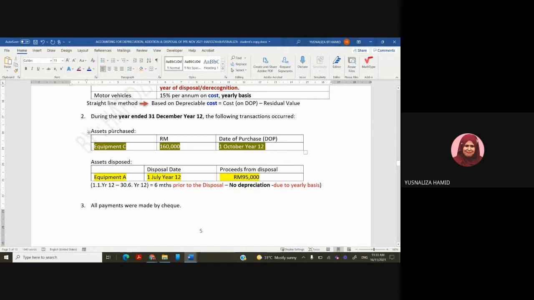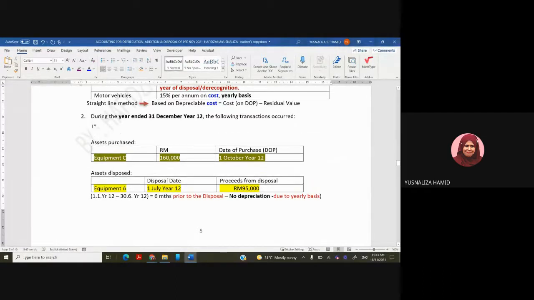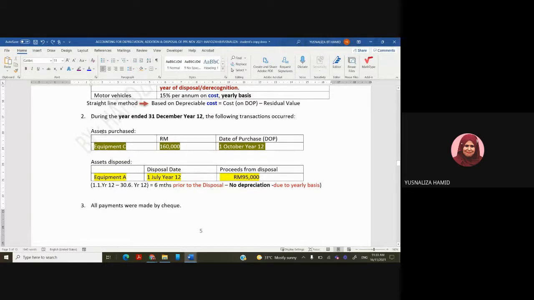Let us look at the second information. The second information is on the purchase of assets and disposal of assets. An asset being purchased means an asset that you acquired, asset purchased, or asset being added. That's why it is called addition. So these are what you call additions.